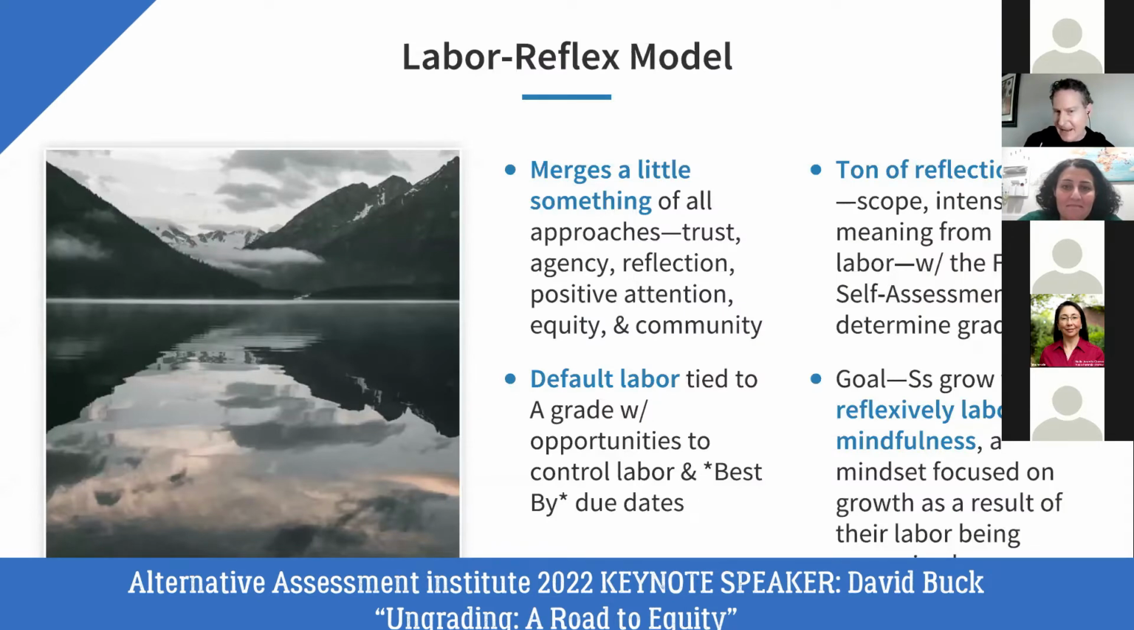I want them to labor, and I want to default labor in my class, but I also want them to reflexively and mindfully focus on their process. So I try to merge a little bit of everything: mastery-based learning, labor contracts, metacognition. And I'm always tweaking, but I try my best to focus on trust, agency, reflection, positive attention, equity, and community. We invite the students into a compassionate learning environment where we are all invested for each other, not just to get a grade at the end.